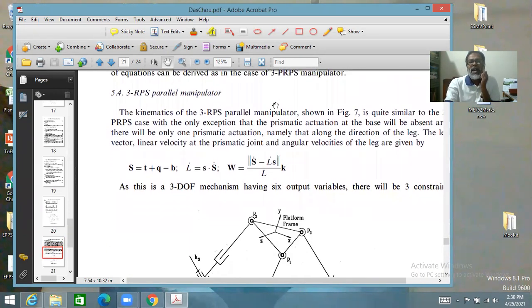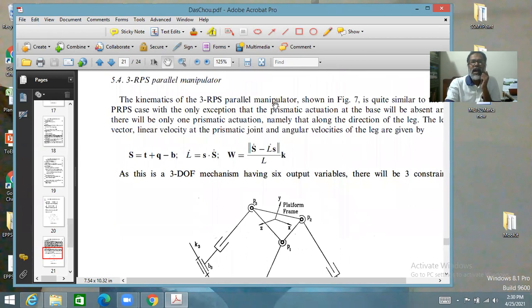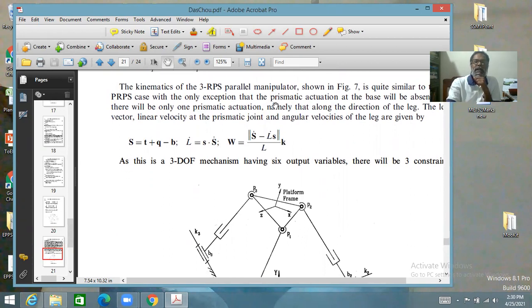This is another case, 3 RPS parallel manipulator. And this has a problem. This has a problem because it is like the 3 PRPS case where the first prismatic joint has been locked.